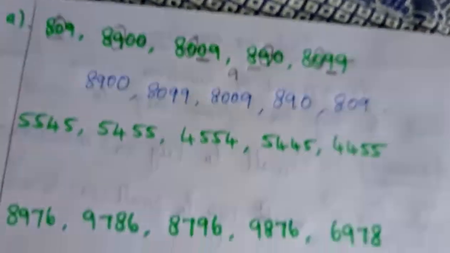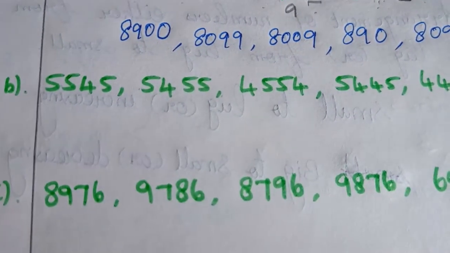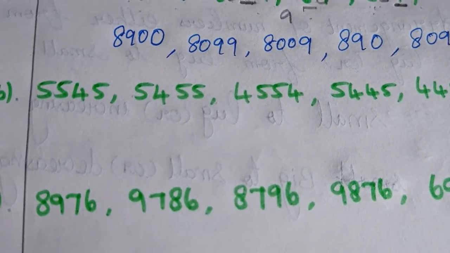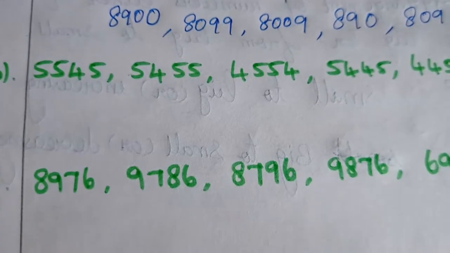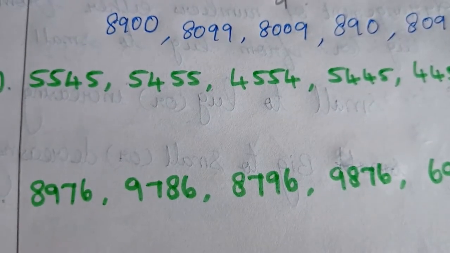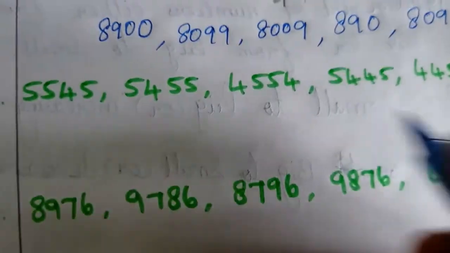Okay children? So children, if you want to find ascending order, you have to check the lowest value. But if you want to find the descending order, you have to check their highest values. Okay. Next, do the next question.